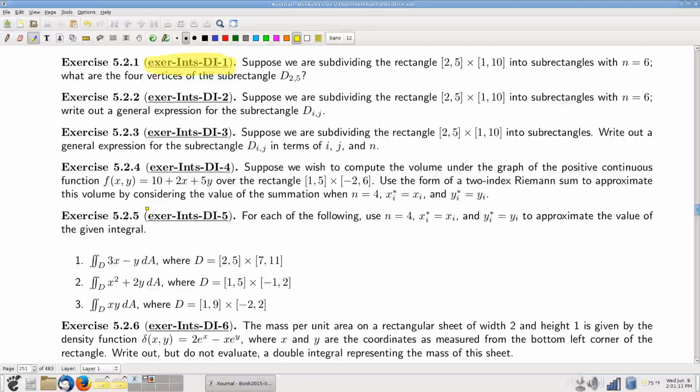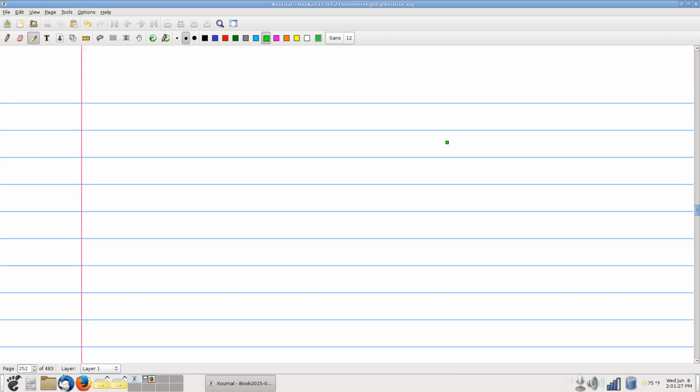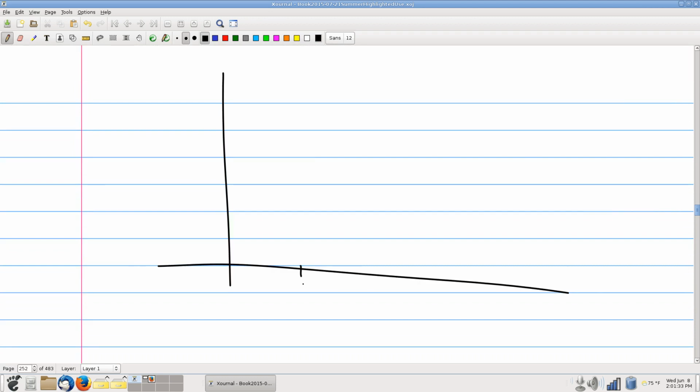All right, so we've got this rectangle given to us. Let's draw a picture of that. Notice that this says x goes from 2 to 5, y goes from 1 to 10. Is that what it means? That's what that notation means, yeah. x goes from 2 to 5, and y goes from 1 to 10.